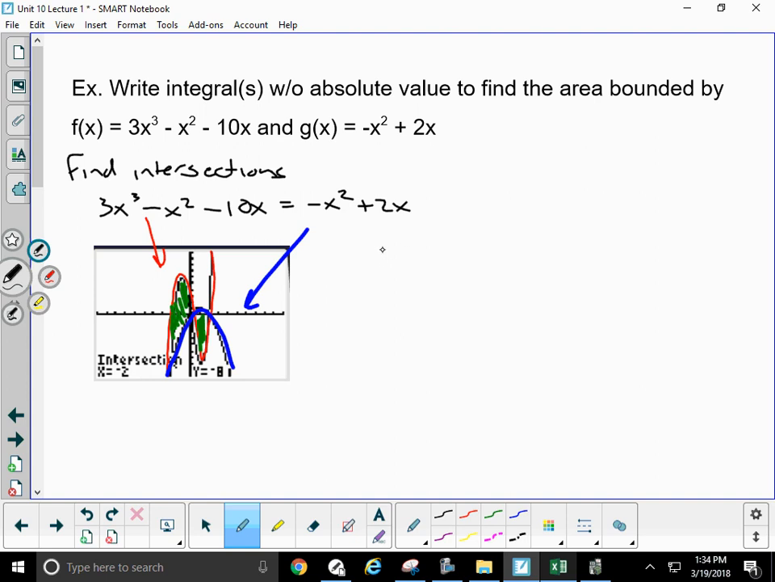And understanding what's on the top and what's on the bottom between your intersections. Since I know that the red graph is F and the blue graph is G, I'm just going to use F and G rather than rewriting it out multiple times. I'll go from -2 to 0 of F minus G, and I'll add the integral from 0 to 2 of G minus F.